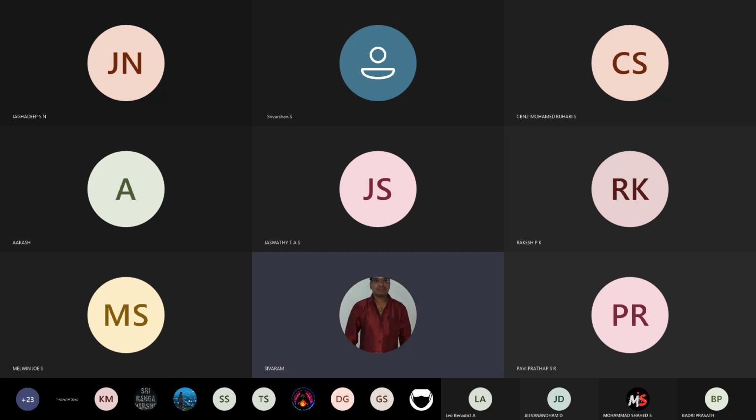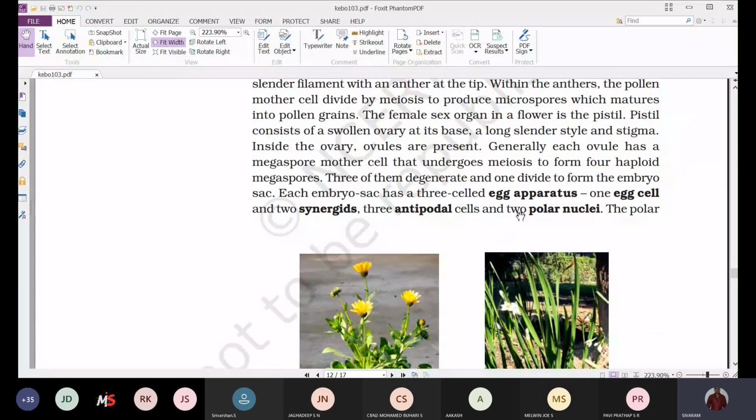So finally the embryo sac has reached the three-celled egg apparatus. In the egg apparatus we'll find one egg cell and two synergids. Opposite to this egg apparatus we'll find three antipodal cells. In between the egg apparatus and the antipodals, we'll find two polar nuclei at the center of the embryo sac.